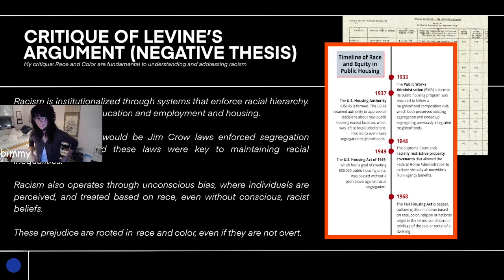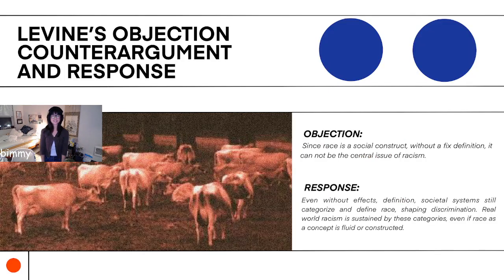I actually didn't write past this, but I will say that Levine's objection, counterargument, and response. Levine's probably going to object to what I'm saying. An objection he can raise is that since race is a social construct without a fixed definition, which he talks about in the beginning of his paper, it cannot be the central issue of racism because there is no defined definition.